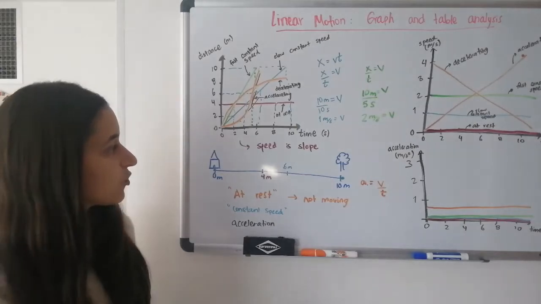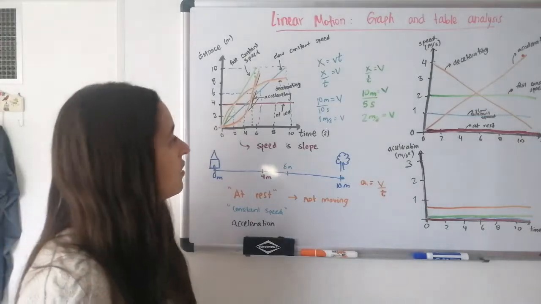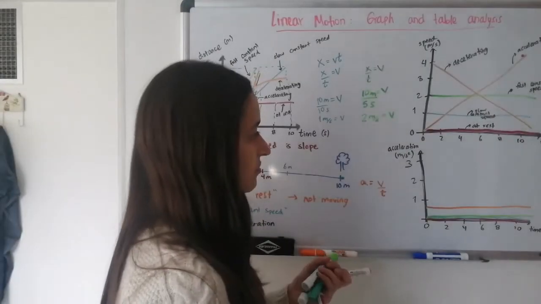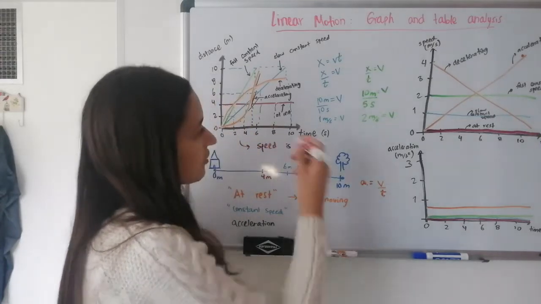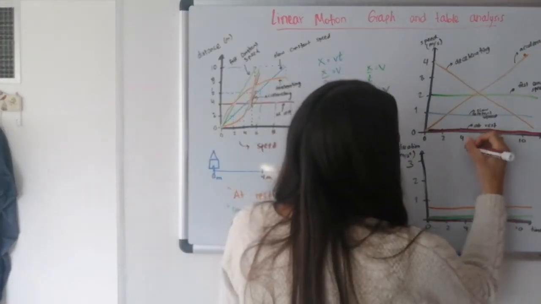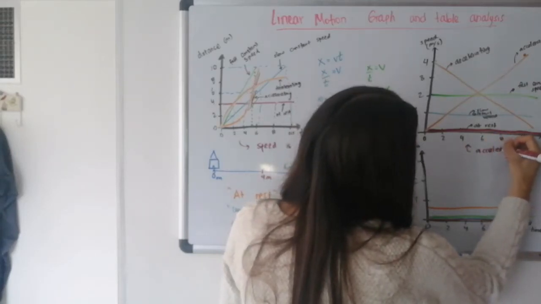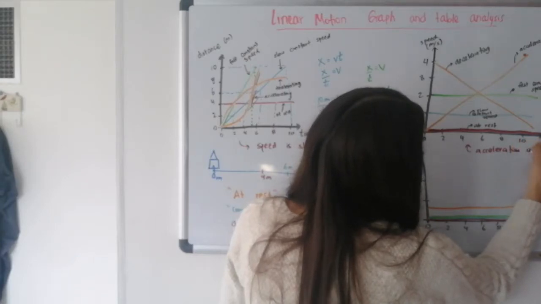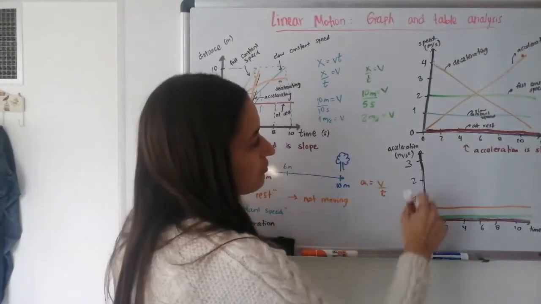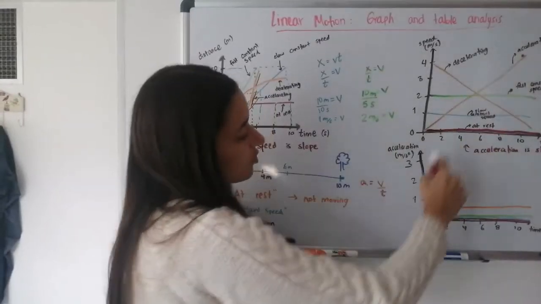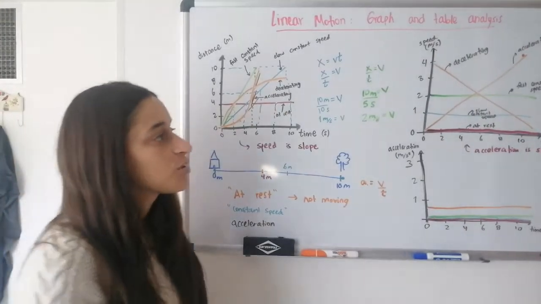So while speed is the slope of this graph, acceleration, let me use this color, speed is the slope of a distance time graph, and acceleration is the slope of a speed time graph. Acceleration is the slope, right? So if we find the slope of this line, it'll give us 0.4, which is the acceleration of the object.